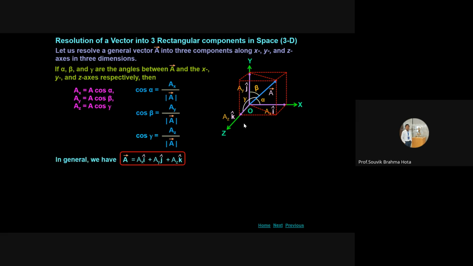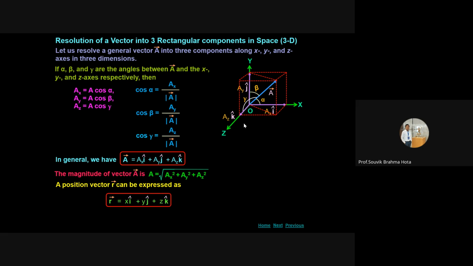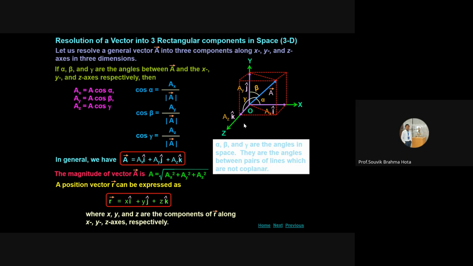Now what should we do? In general we know vector A is equal to Axi plus Ayj plus Azk. The magnitude of vector A is the square root of Ax square plus Ay square plus Az square. We know it already. So the position vector R can be expressed as R equal to xi plus yj plus zk. Now x, y, z are the components of vector R along the x, y, z axes respectively.